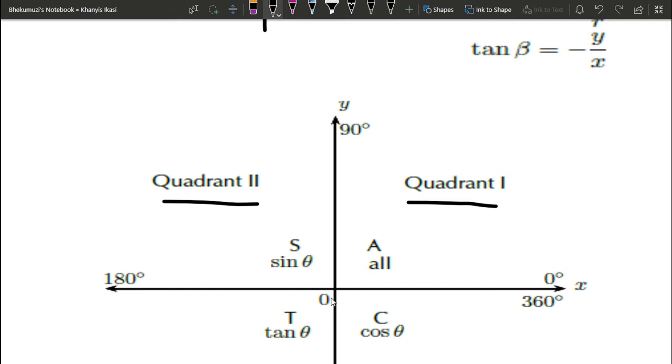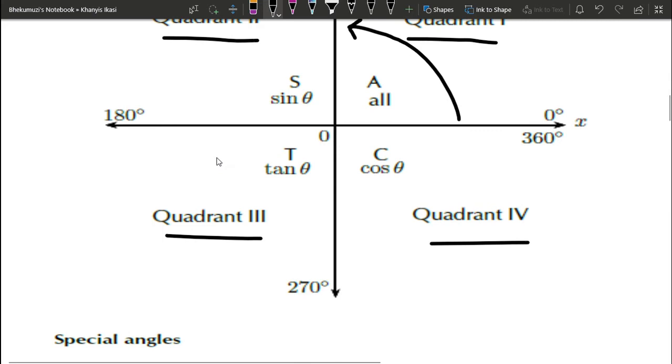We first have, from the positive x-axis, 0 to 90 degrees when we are measuring anti-clockwise, right? So 0 to 90 degrees is the first quadrant, and then 90 degrees to 180 degrees is the second quadrant, and then 180 degrees to 270 degrees is our third quadrant, and then 270 degrees to 360 is our fourth quadrant.